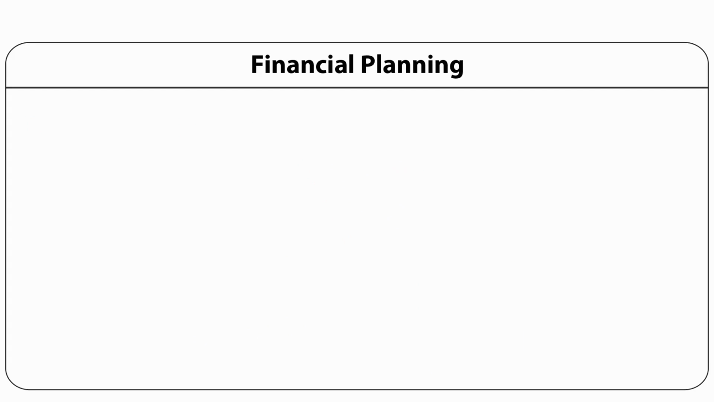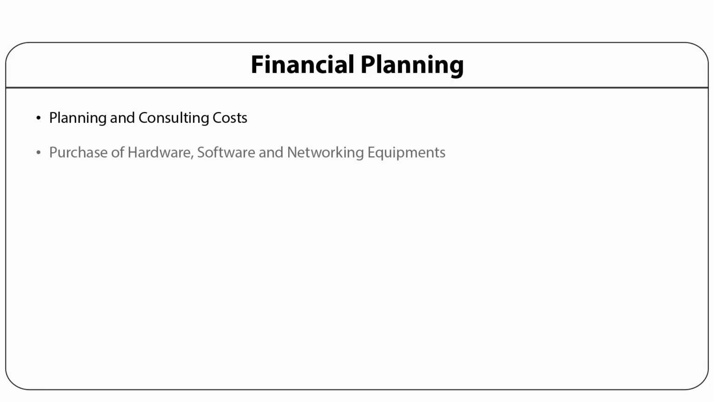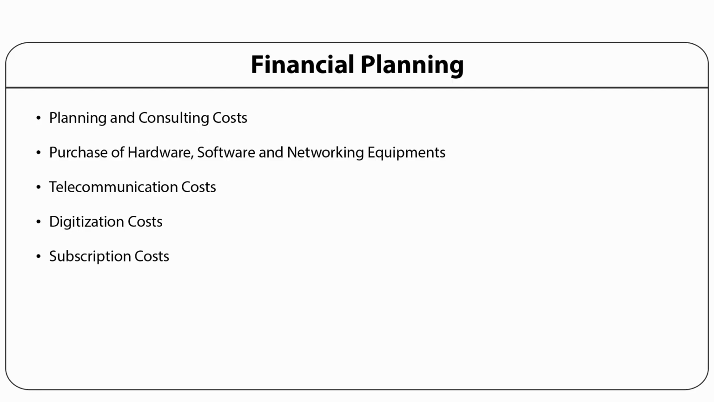And next is financial planning. Financial planning and approximation of the cost that is close to the real implementation scenario is a very important aspect in the overall planning of a digital library. While doing financial planning, the following aspects must be considered. The first one is the planning and consulting cost. The second one is the purchase of hardware, software and networking equipment, the third one is the telecommunication cost, the fourth one is the digitization cost, the fifth one is the subscription cost, the next one is the operating cost, and the last one is the training cost. Now these are the costs involved in the financial planning. So we need to be clear about what the expenses will be to implement the digital library.